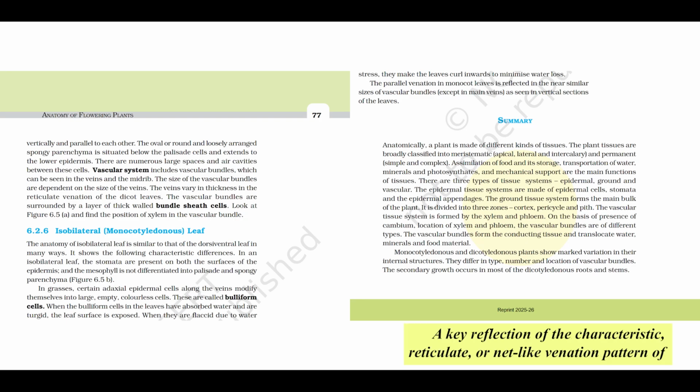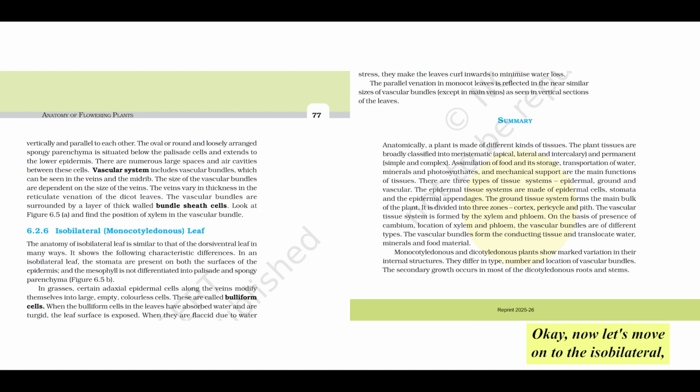A key reflection of the characteristic reticulate or net-like venation pattern of dicot leaves is that these veins show varying thicknesses throughout the leaf, creating that intricate network. The vascular bundles themselves are typically surrounded by a layer of thick-walled cells called bundle sheath cells. These provide both protection to the xylem and phloem and also some structural support to the vein.